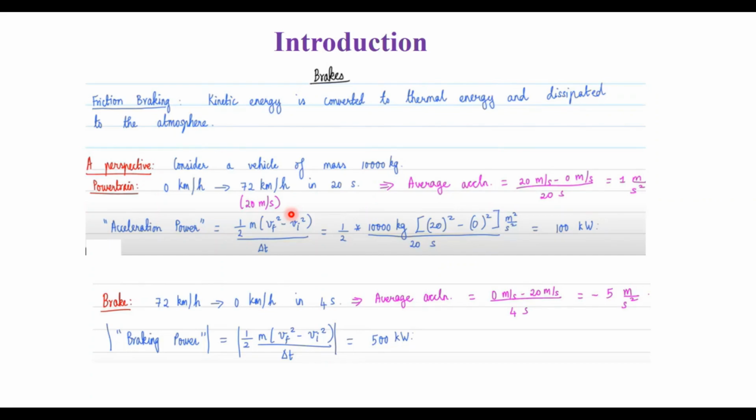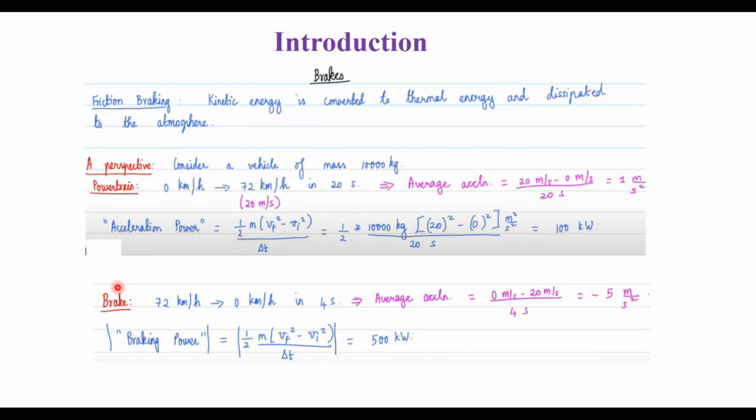Now, in the case of brakes, you have what is called friction braking. Here, the kinetic energy of the vehicle, which means half mv square, where v is the velocity of the vehicle, is converted to thermal energy, and then it is dissipated to the atmosphere. That's what happens in a friction brake application: the kinetic energy is converted to thermal energy and then distributed to the atmosphere.